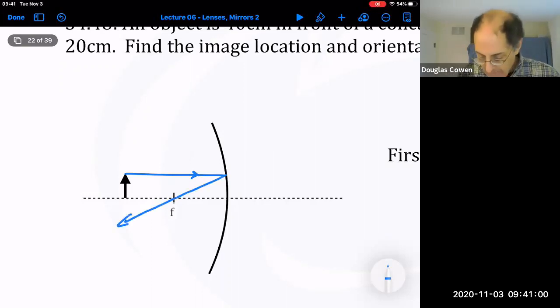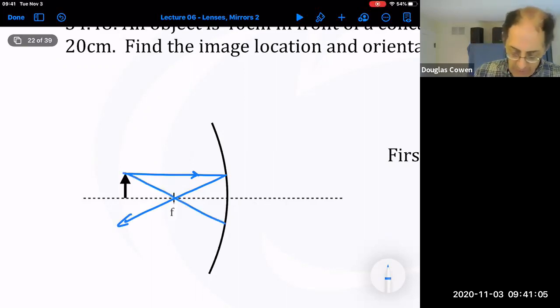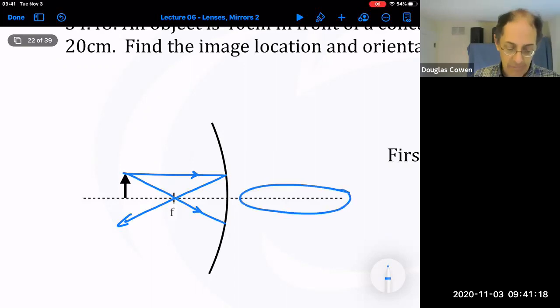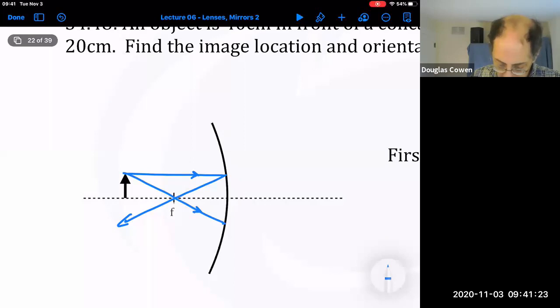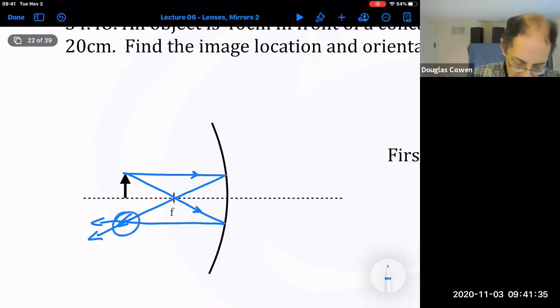How about the ray that goes through F initially and then hits the mirror? How is it going to emerge from the mirror? In what direction is it going to be going? Anybody know? It's going to go parallel, very good, parallel to this central axis, which is indicated by this dashed line. That's what that dashed line is called, the central axis. So it's going to come out parallel to the central axis, looking something like this. So we can already see where the tip of the image arrow is going to be. It's going to be right there. So it's going to be pointing down like this.